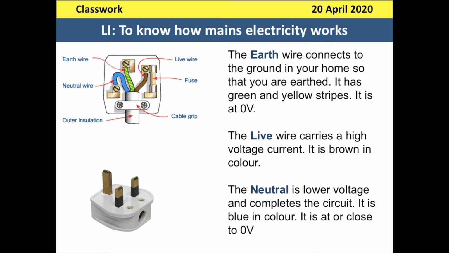The live wire carries a high voltage current, usually 230 volts in the United Kingdom, and it's brown in colour. The neutral wire is lower voltage, usually around 0 volts, and its job is to complete the circuit, because remember, a current can only flow if we have a complete circuit. So you could think of the neutral wire as carrying the electricity back out of your houses after it's delivered its potential difference.